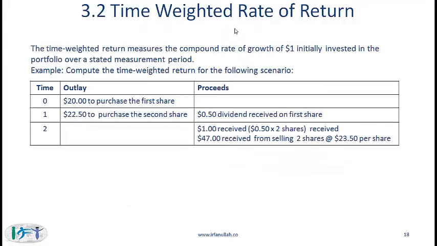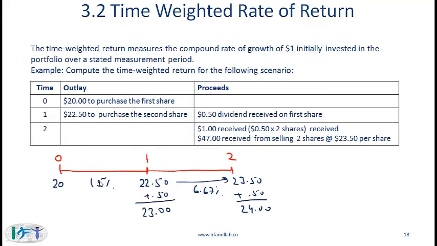Now let's look at the time-weighted rate of return. The time-weighted rate of return measures the compound rate of growth of $1 initially invested in the portfolio over a stated measurement period. Let's take the same example where we invest $20 and then we purchase a second share. We get a dividend at the end of year 1, and then we sell at the end of the second year. So the exact same cash flow, but when we calculate the time-weighted rate of return, it will be a little different.